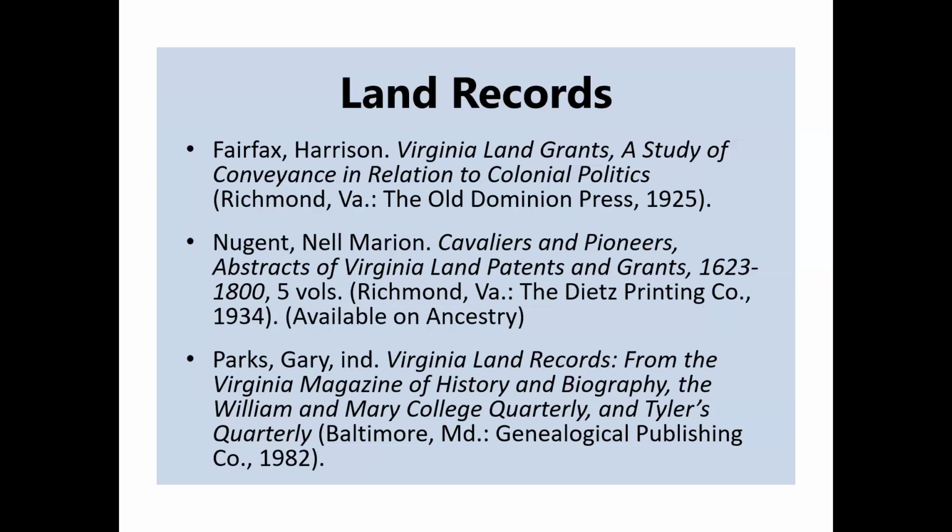Then there is Gary Parks, who indexed the Virginia land records from the Virginia Magazine of History and Biography, the William and Mary College Quarterly, and Tyler's Quarterly, and that was published in 1982 by GPC as well. All of these are very, very important resources. Not all of them are going to be available online. Obviously, Fairfax is digitally available. It's out of copyright. Nugent is on Ancestry. Parks is not available yet online to the best of my knowledge.